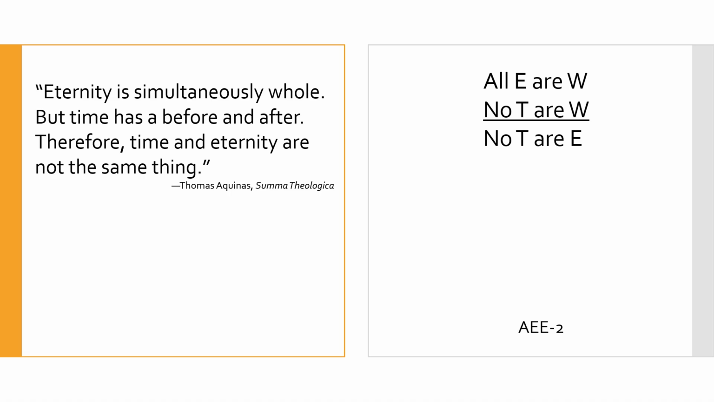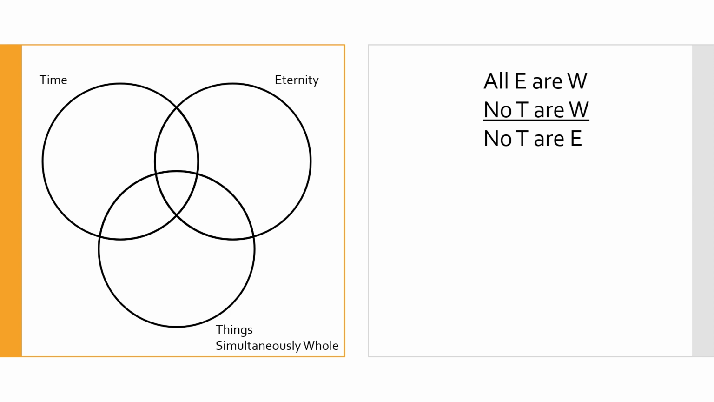So this form is simply an AEE2. And again, 2 because the middle term is sitting on the outside as the predicate of each of the premises. And then we just want to set it up appropriately where our minor term is on the top left circle, our major term is on the top right circle, and then our middle term goes on the bottom. So time and eternity is our conclusion. It goes on top. The middle term, things that are simultaneously whole, goes on the bottom.